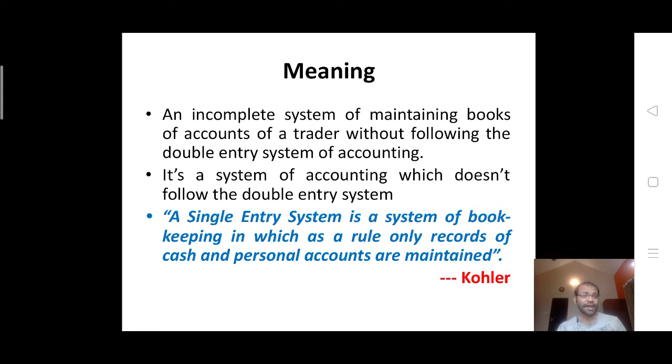So what happens is that in the accounting system, if you find that there is an incompletion in the system of bookkeeping of accounts by the trader, then it is known as single entry system. To make it much more understandable, we can say it does not follow the system of double entry. It is a system of bookkeeping where the rule is only one thing, that the cash and the personal accounts are only maintained here.